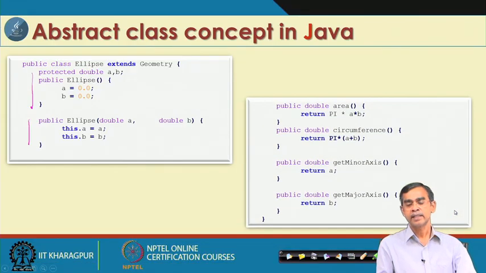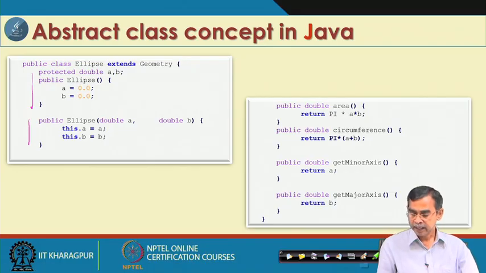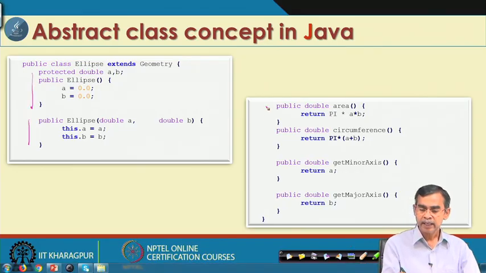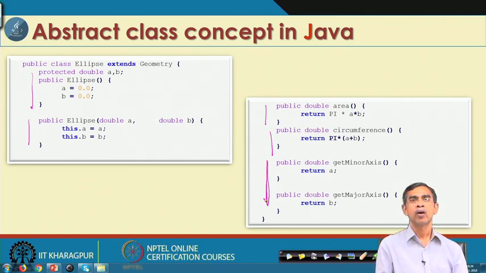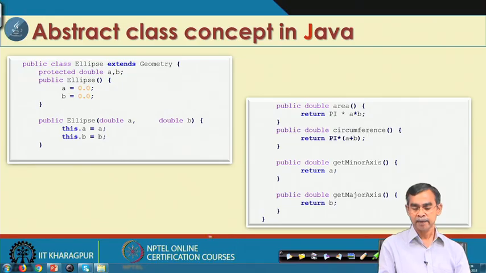So, this completes the declaration of this class. As we see here, area is redefined for this class, along with circumference, and the two methods that are its own. Anyway, we now have the full declarations of three classes, namely circle, rectangle and ellipse, which are derived classes from the superclass geometry, and the geometry class in this case is an abstract class.